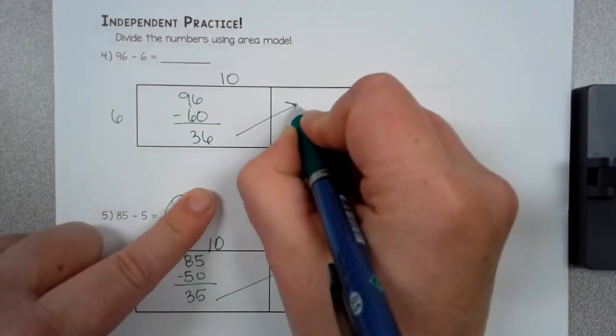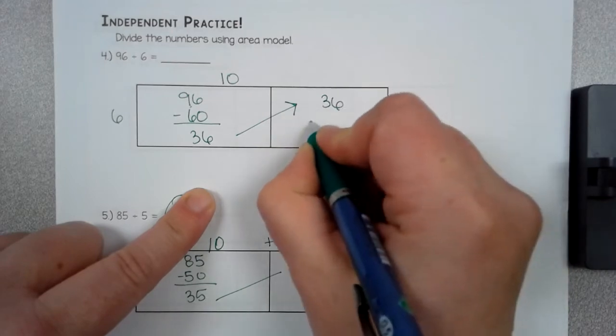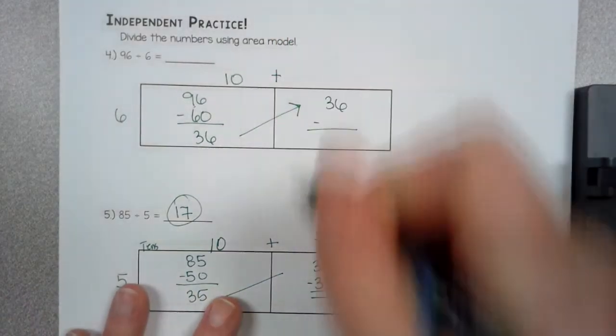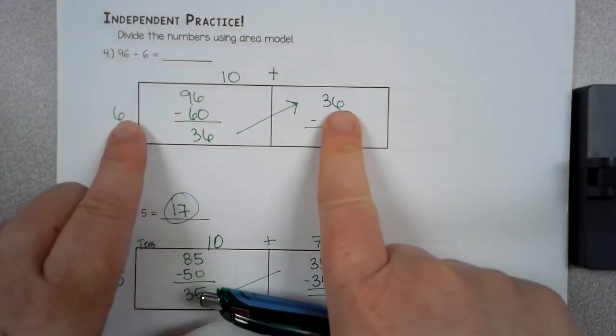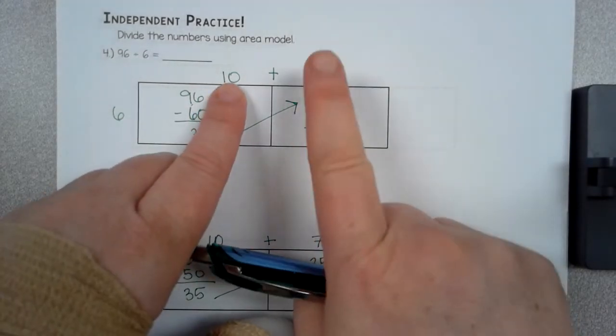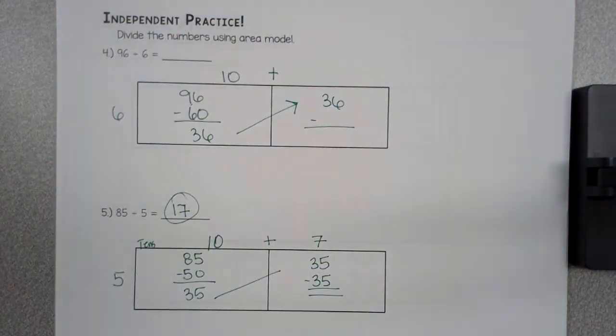Now here's what I want you to do, guys. I want you to complete the problem. I know you can because all you have to do is say what times 6 is 36 and put that number up here. Once you do that, you'll add 10 and that number, and that's your answer. All right, y'all got this.